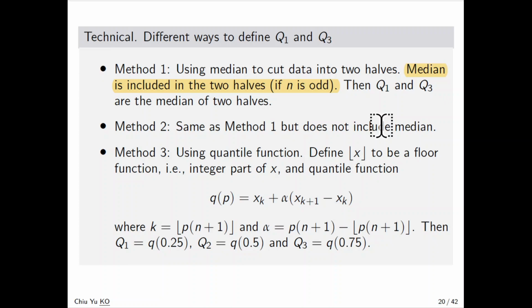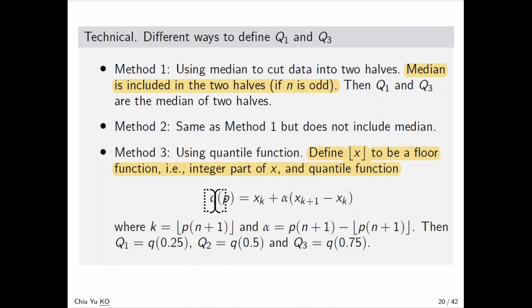exactly the definition of 1/4 over n plus 1 data, and Q3 will be third quarter of the n plus 1 rank data. So how do we define? It's very similar. We define this floor function, which is just the integer part. We forget about the decimal. So we have a small q function, a quantile function.